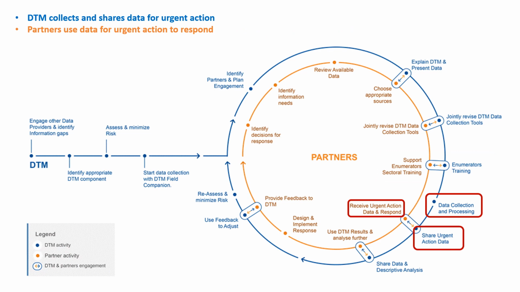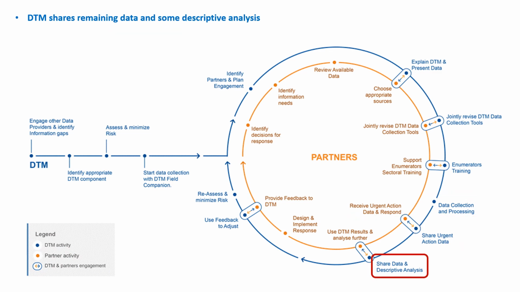DTM then collects and shares the data for urgent action with partners. Partners use the data for urgent action to immediately respond to people's needs. Once all data is processed, DTM shares remaining data and some descriptive analysis.